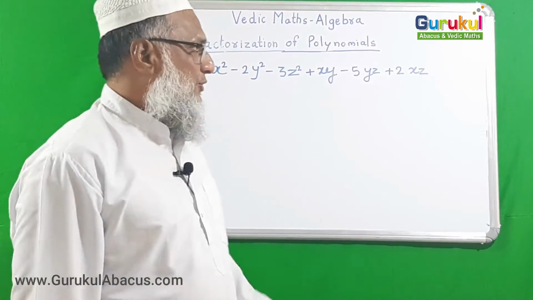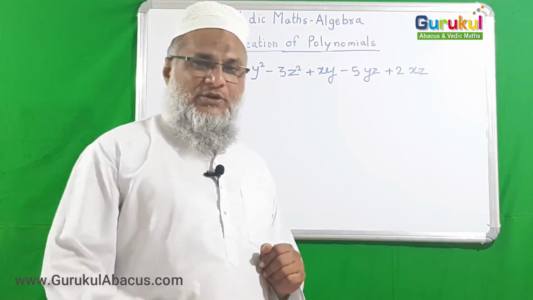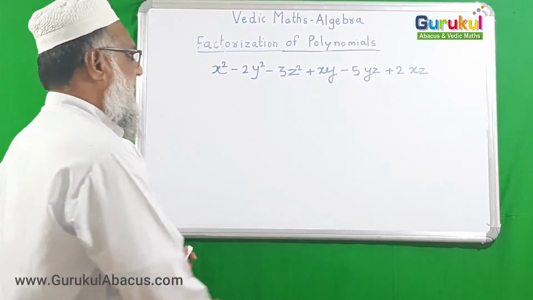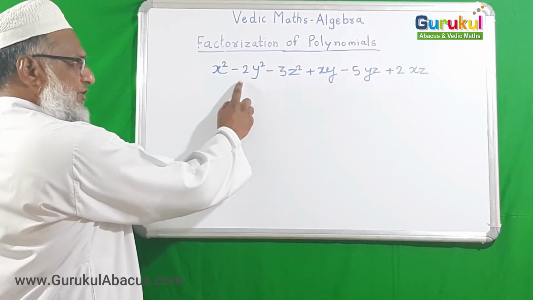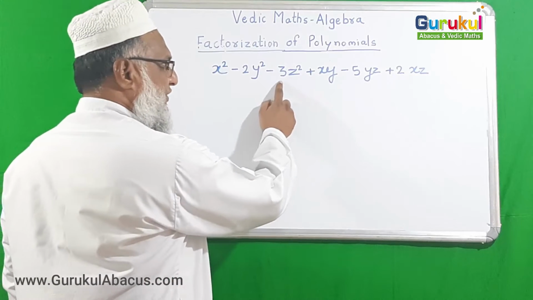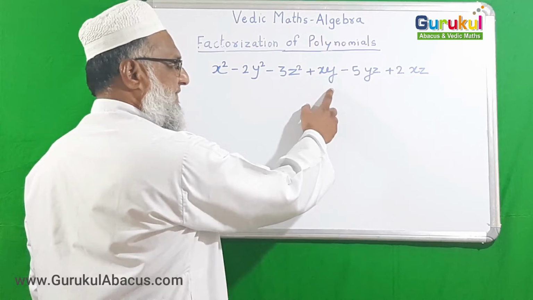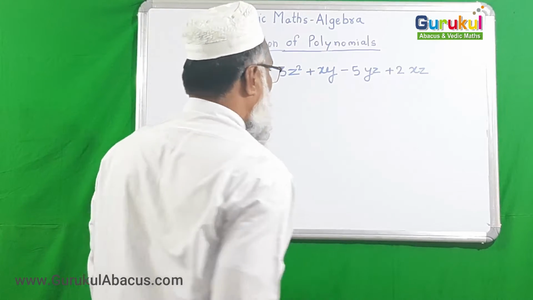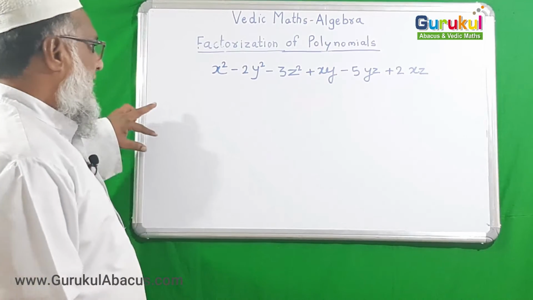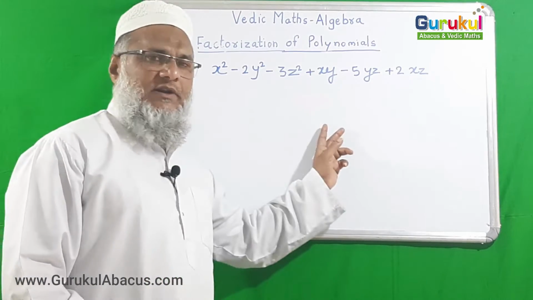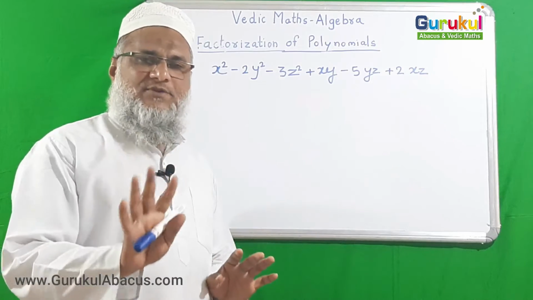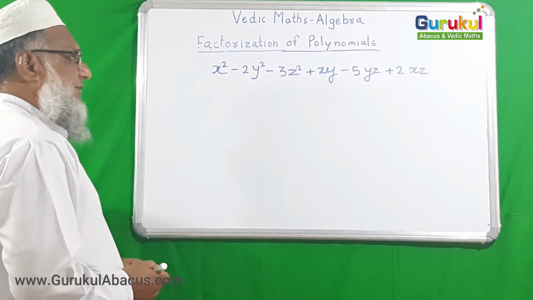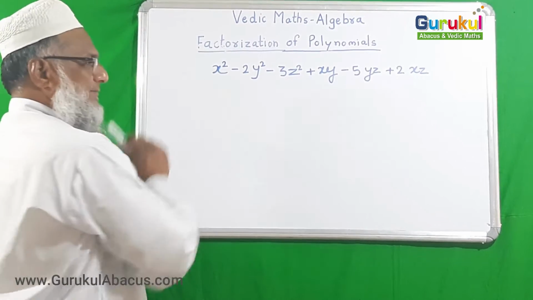Yes, now we are going to solve one more example, and here also one more new rule we are going to learn. So see, firstly I am going to read the example. x square minus 2y square minus 3z square plus xy minus 5yz plus 2xz. Here just two variables will be lapsed to find our answer. We will not lapse out three variables. But now here compulsorily we are going to lapse x.